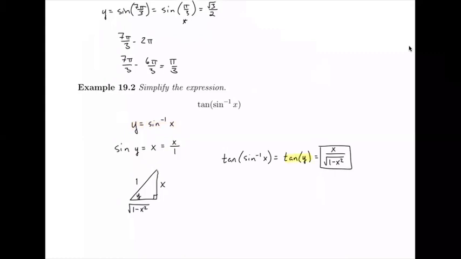So tangent of y is only a matter of going to this triangle and saying, well, tangent is opposite x over adjacent root 1 minus x squared. And there we have our answer off to the right. So x over square root 1 minus x squared. Now this is somewhat complicated, right? But it's essentially the same triangle every time.